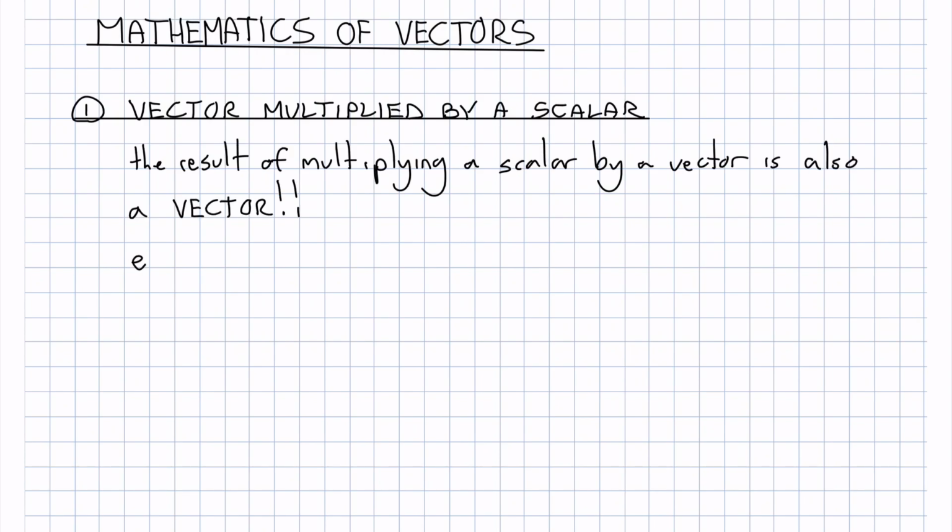An example of this would be Newton's second law, where the net force is equal to mass times acceleration. Mass is a scalar quantity, acceleration is a vector quantity, so if you multiply m and a, you get the net force, and force is also a vector quantity.